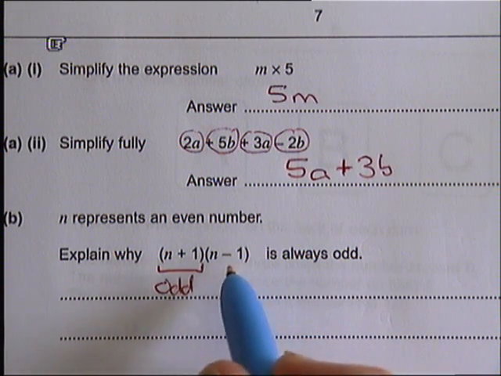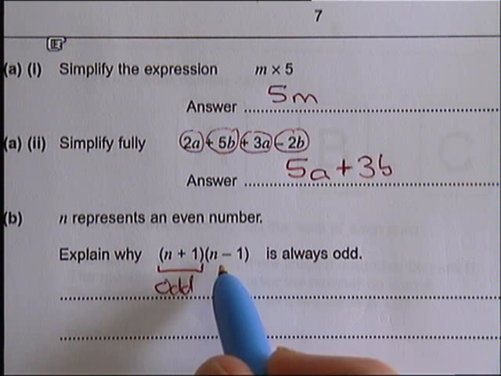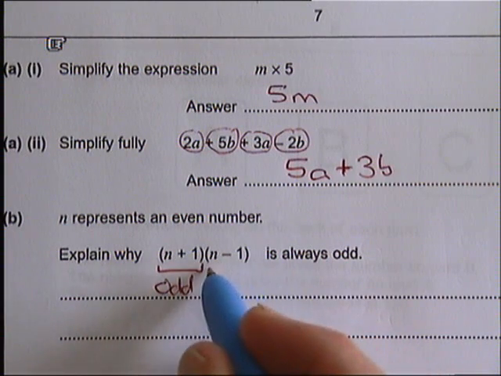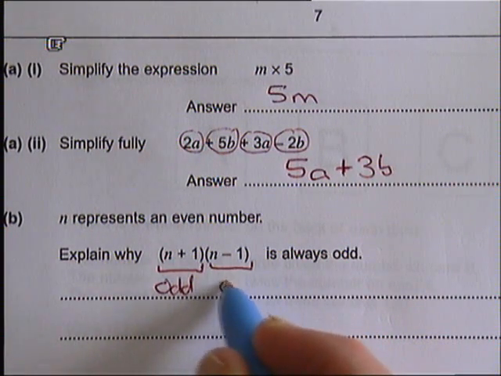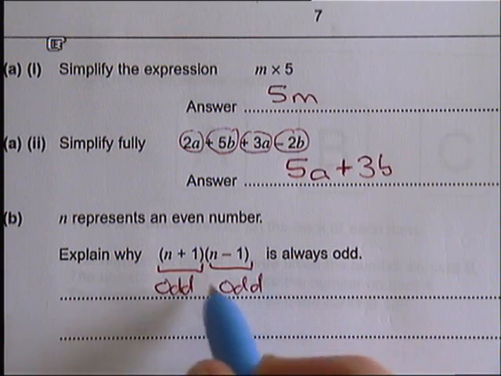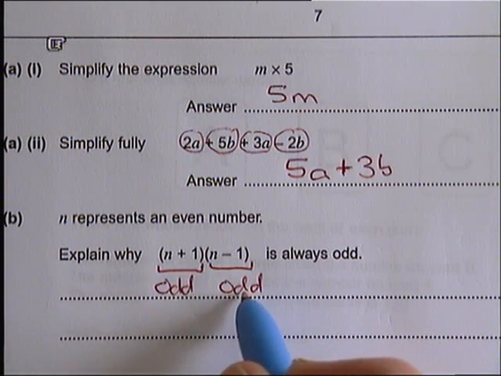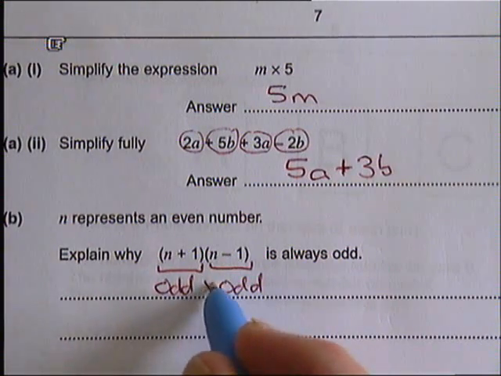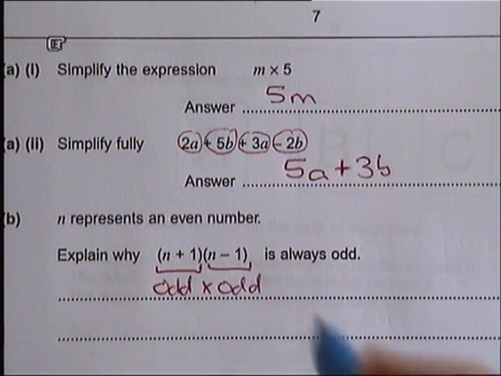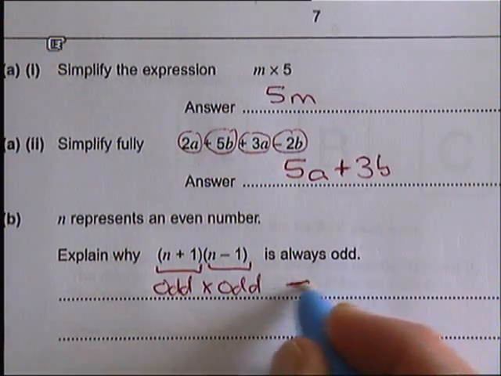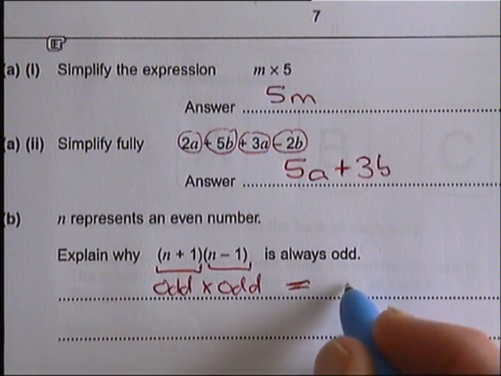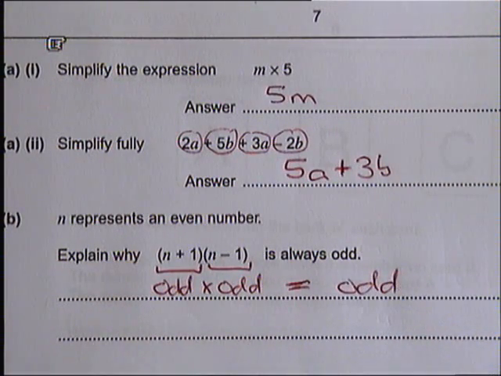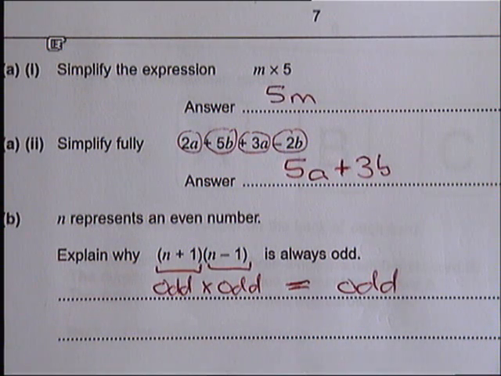Now let's look at this bracket over here. If n is an even number, every time you go down 1 from an even number, for example, if the even number was 8 and I went down 1, I get 7, that's always an odd number as well. So I know here I'm doing a sum with an odd number and another odd number, and the brackets here means you're timesing those together. Now if you do an odd number times an odd number, you will always get as your answer an odd number. And if you write that statement down, you will get the full marks.